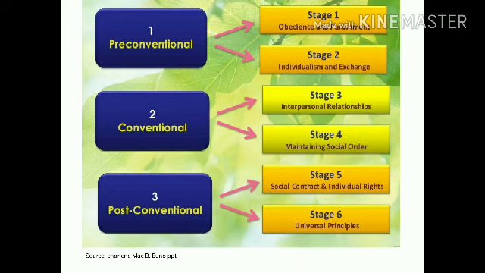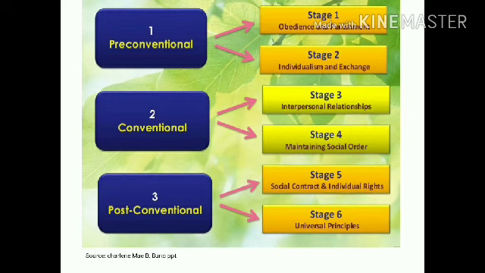Let's talk about the conventional level, and it has two stages: interpersonal relationship, and number two is maintaining social order. First of all, let's take interpersonal relationship. What is it? If one work is appreciated by others, he or she considers that this work is right. And the next is maintaining social order. What is it? If one work obeys the society's rules and regulations, then he or she follows this type of work.